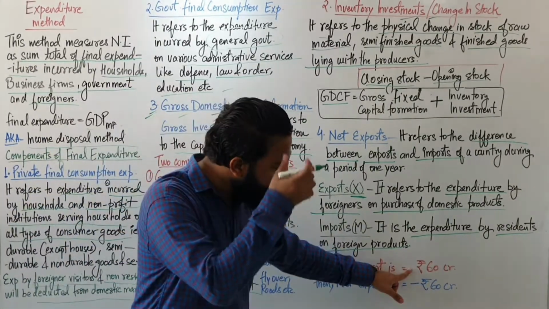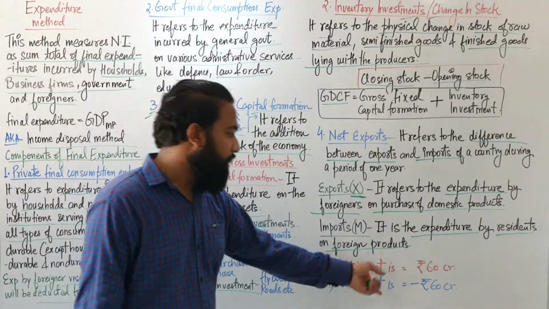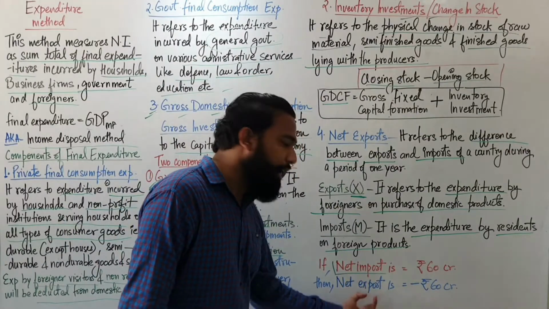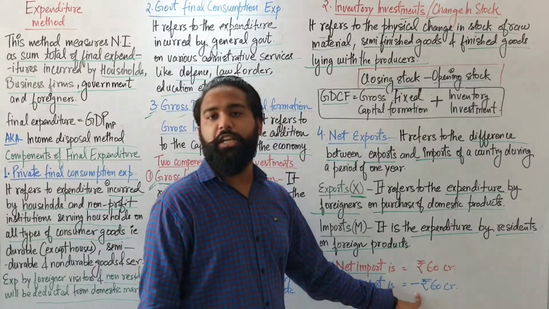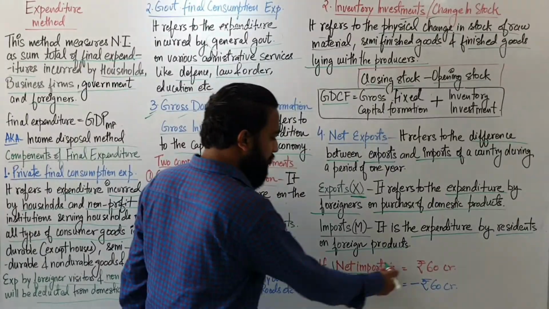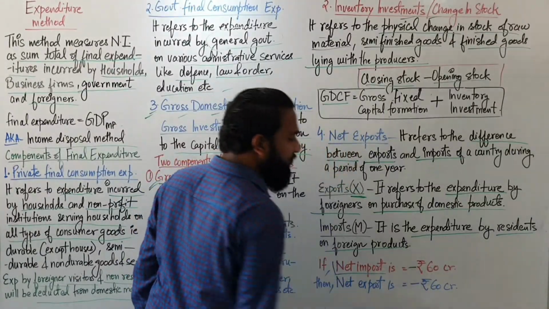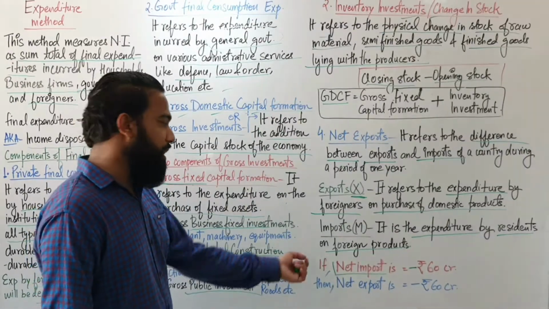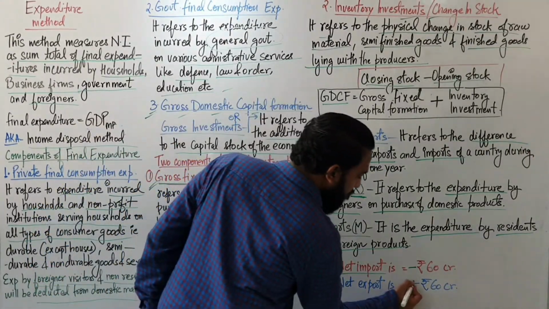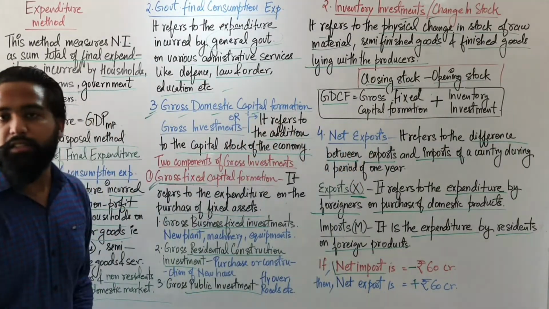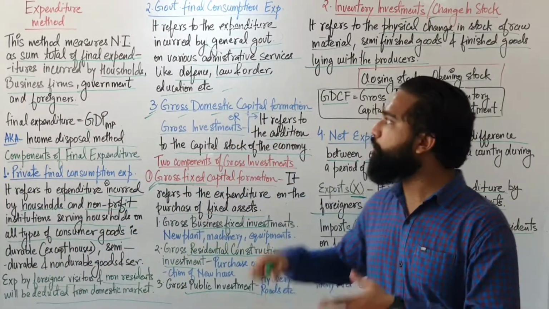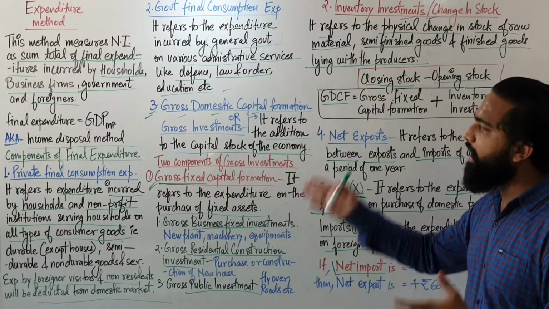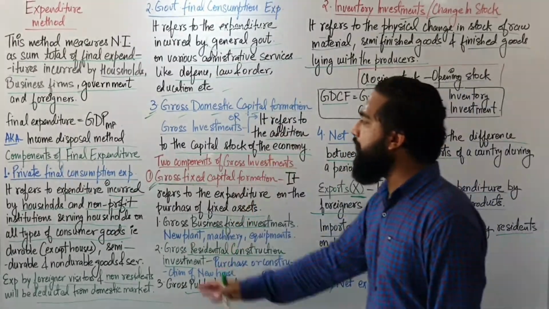Here, rupees 60 crore is positive. So, if you need to calculate net exports, you will note down the same amount but change the sign. Suppose net imports is given as minus rupees 60 crores, then in that case net exports will be plus rupees 60 crores. Is that clear? So those are the components of final expenditure, which is GDP MP.